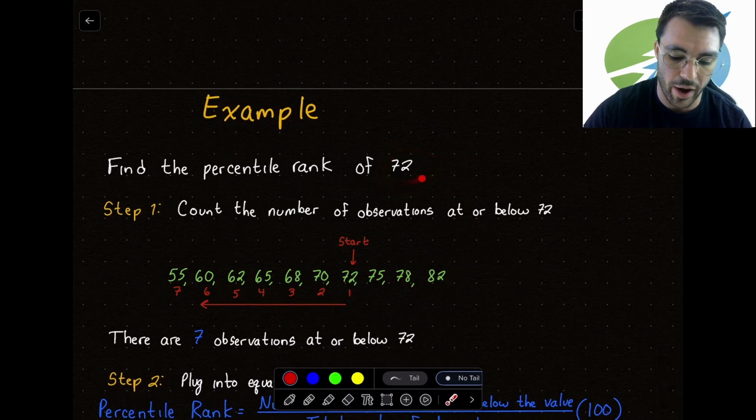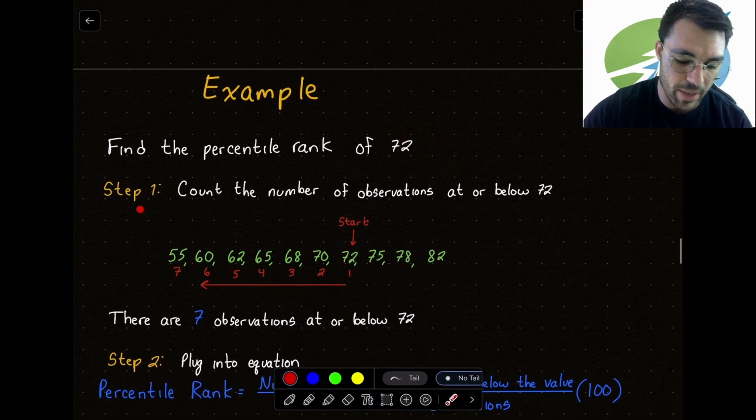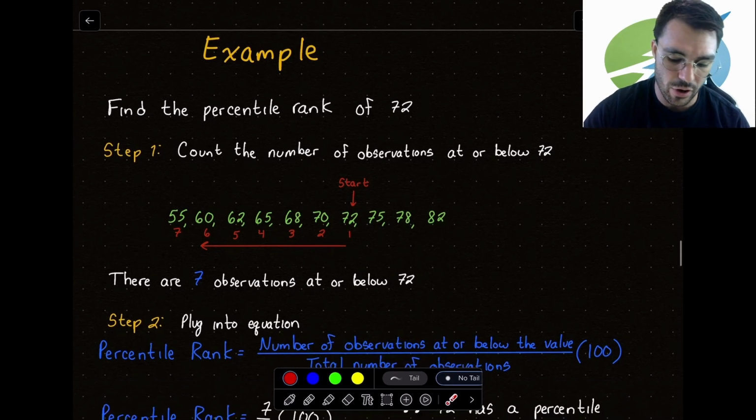Let's take a look at an example. Find the percentile rank of 72. Step 1, count the number of observations at or below 72. You see I have a note here. We're going to start at 72 and count down. 72 is 1, 2, 3, 4, 5, 6, 7. There are 7 observations at or below 72.